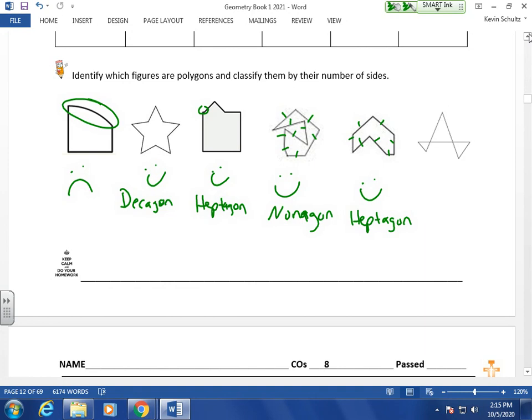And the last one. Yay or nay? Why not? Because they intersect. Yes, it is not a single enclosed figure. You could say we've got 3 triangles there, and you would be correct, but it's not one polygon because of those intersections.